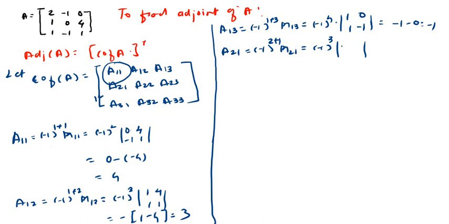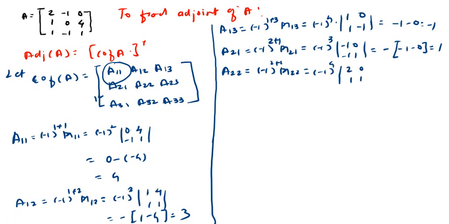Okay, so this is minus 1 raised to 0, minus 1 raised to 1, which is equal to minus 1 minus 0, which is equal to 1. Okay, so next term, that is a 2 2, minus 1 raised to 2 plus 2 into M 2 2. M 2 2 is the minor of the element a 2 2. So hide this row, hide this column. So what remains? 2 0 1 1. Okay, so this will be minus 1 raised to 4, determinant 2 0 1 1, which is equal to 2 minus 0, which is 2.